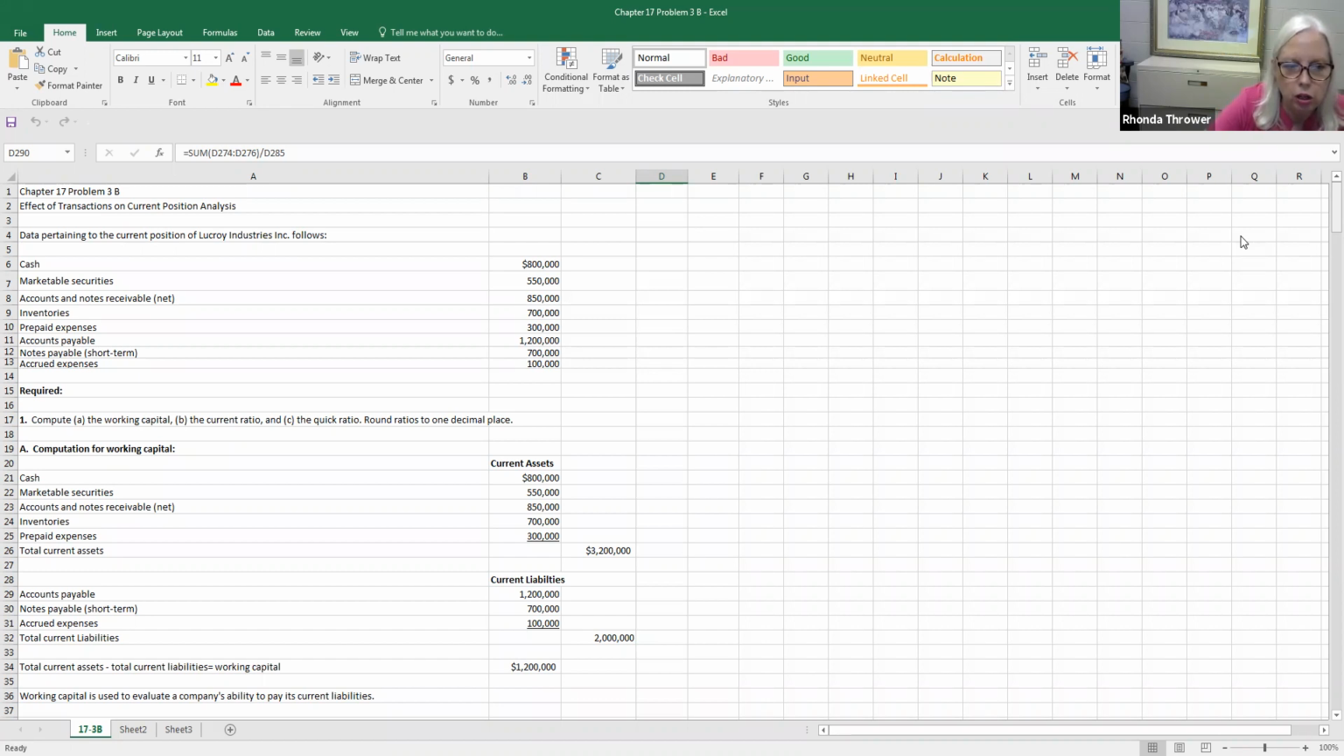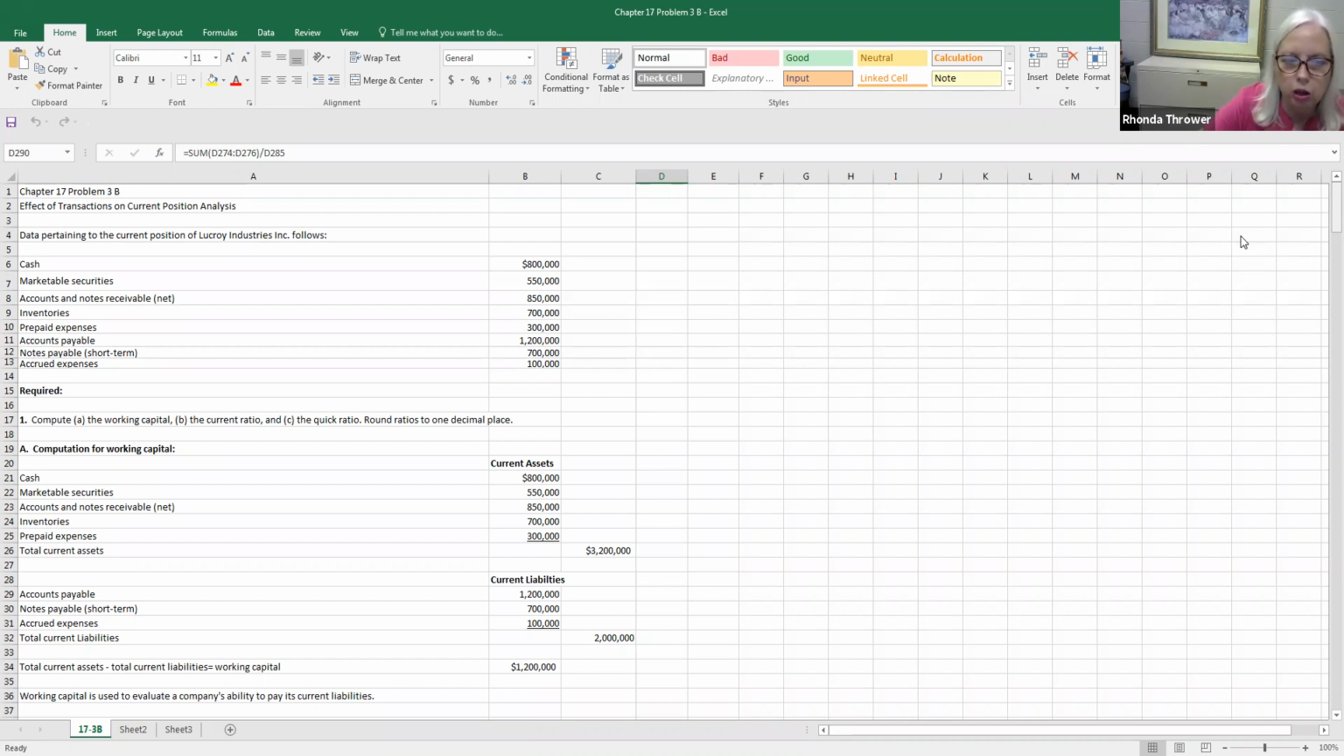The current ratio is a more reliable indicator of the company's ability to pay the current liabilities than is the working capital. So the current ratio is preferred by our creditors over the working capital. They can get a better idea of what's actually happened and how well this company would be able to pay back their short-term debts. In Part C, they want you to calculate what is called the quick ratio.